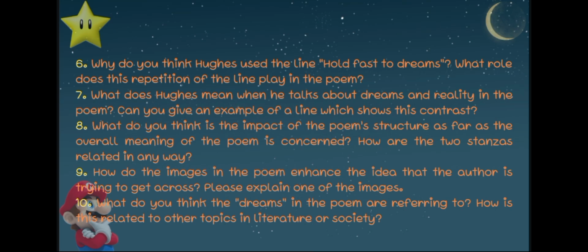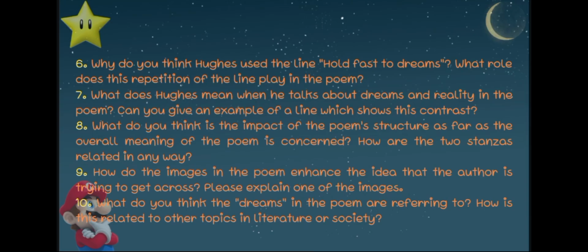Sixth, why do you think Hughes used the line hold fast to dreams? What role does this repetition of the line play in the poem? Seventh, what does Hughes mean when he talks about dreams and reality in the poem? Can you give an example of a line which shows this contrast? Eighth, what do you think is the impact of the poem's structure as far as the overall meaning of the poem is concerned? How are the two stanzas related in any way?